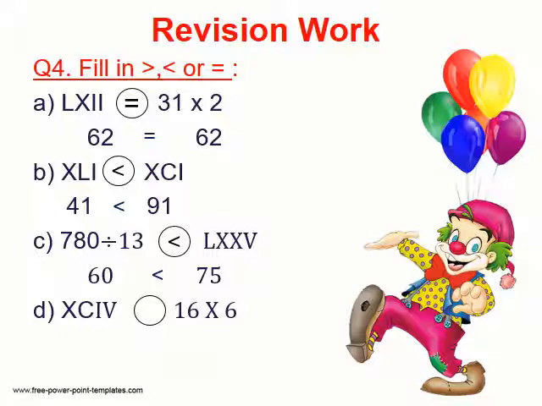Now let's come to the D part of this question. XCIV and 16 multiplied by 6. The value of XCIV is 94 and the value of 16 multiplied by 6 is equal to 96, and children, 96 is greater than 94. So we can say that 16 multiplied by 6 is greater than XCIV.